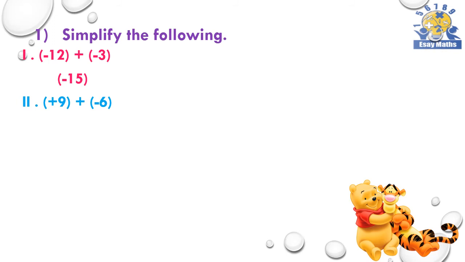Because the sign of the greatest numerical value was positive. That's why I put here a positive sign. Roman number 3, add negative 4 to negative 25. So the directed numbers have the same sign, so I can do the addition. 25 plus 4, it's 29, and the sign is negative. So the answer is negative 29.